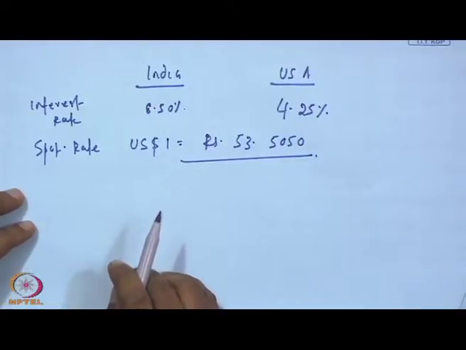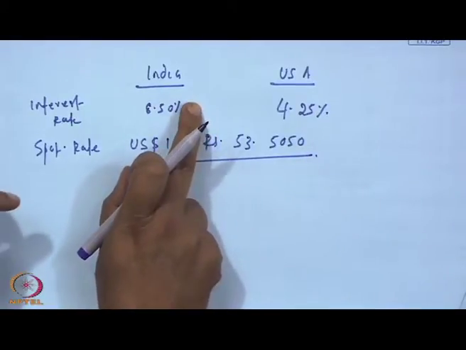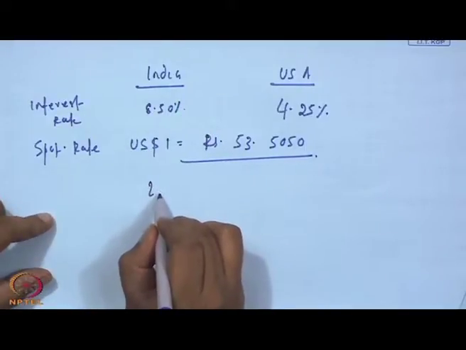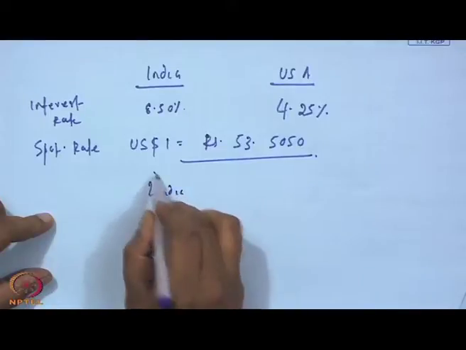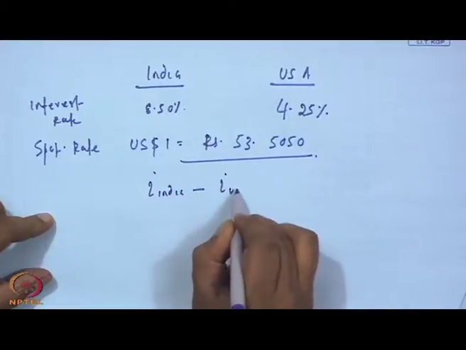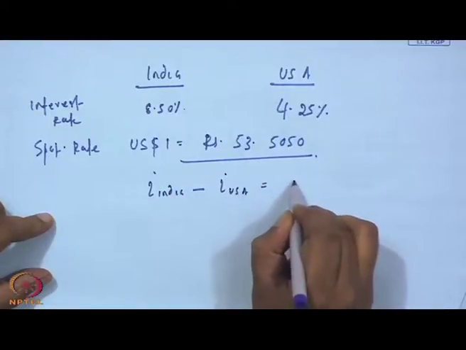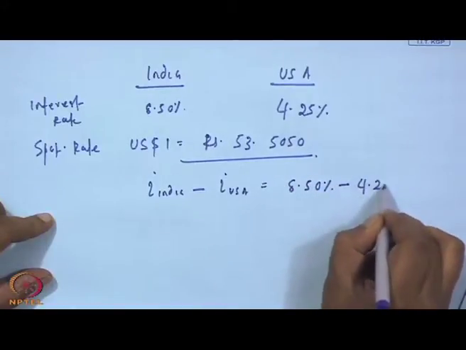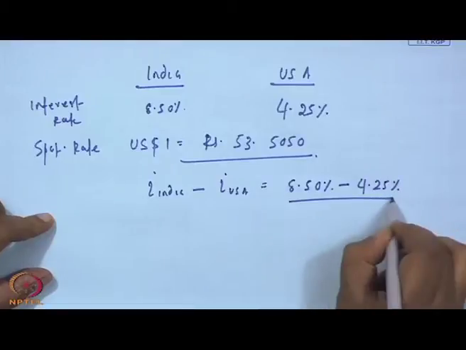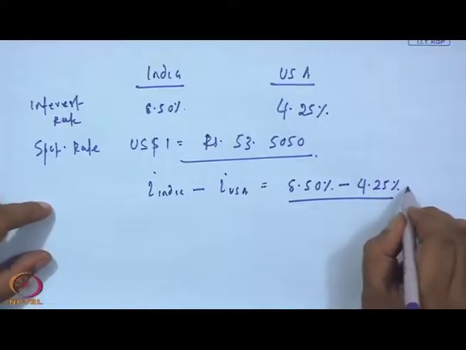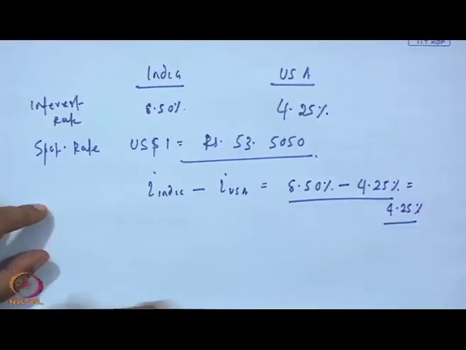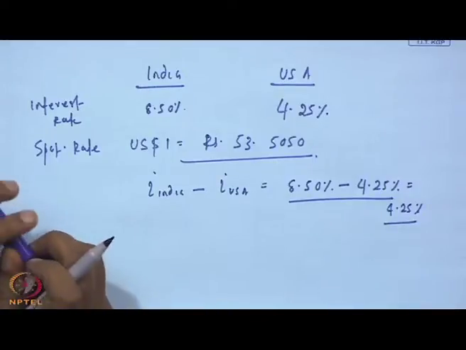Okay. Now, this interest rate differential will lead to what? How much differential is available in India and US? India interest rate minus US interest rate is 8.50 minus 4.25. The differential available to us is around 4.25 percentage. Now, this 4.25 percentage interest rate differential leads to what?